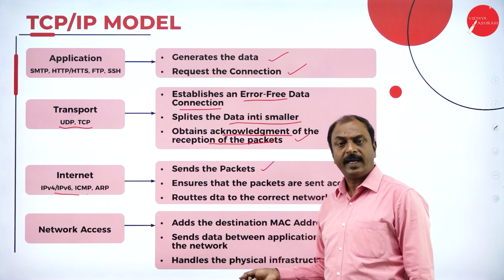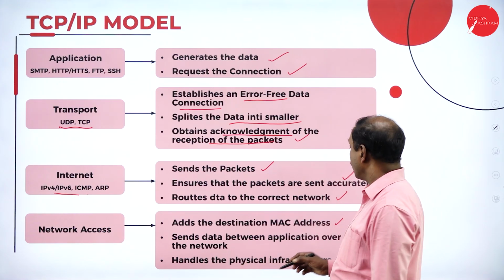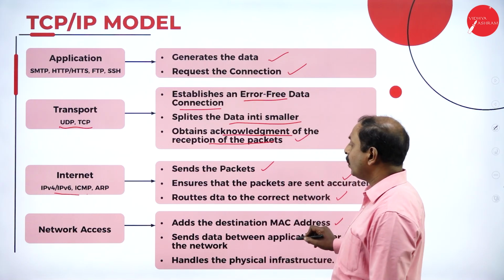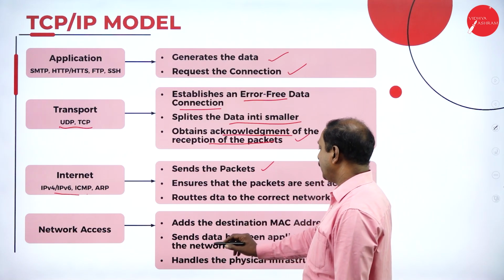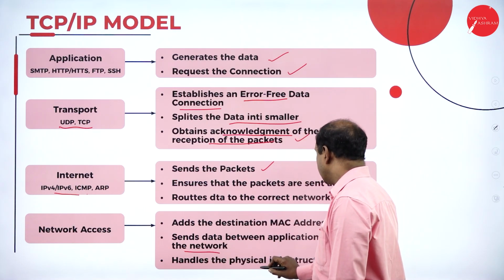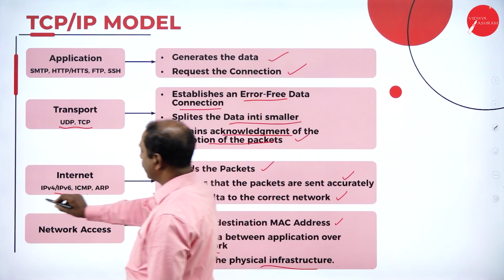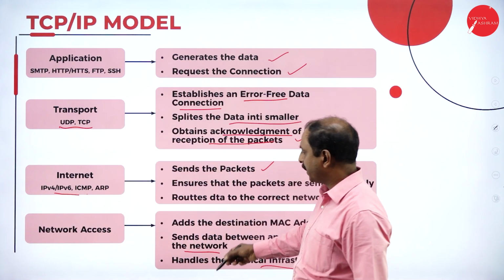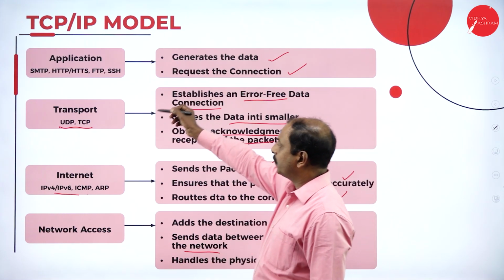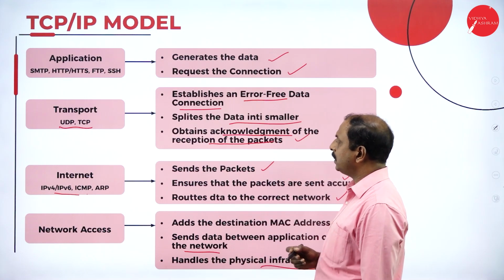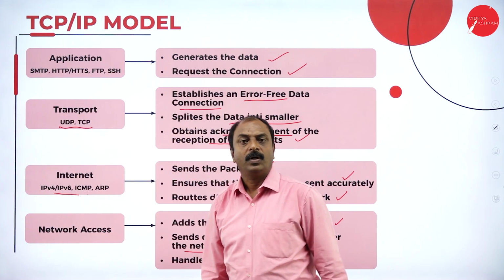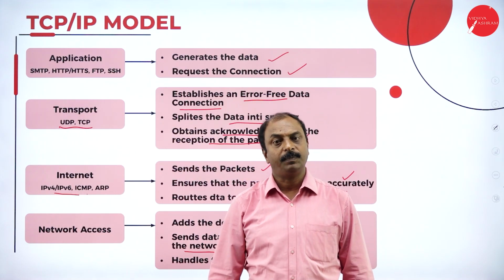As we have seen in the previous slide, an IP address is a logical address, and a MAC address, MAC stands for Media Access Control, is the physical address of a computer in a network. It sends the data between applications over the network and handles the physical infrastructure. So network access deals with the physical connectivity between two different computers in a network. These are all the four layers of the TCP/IP reference model, their functions, and the different protocols associated with each layer.